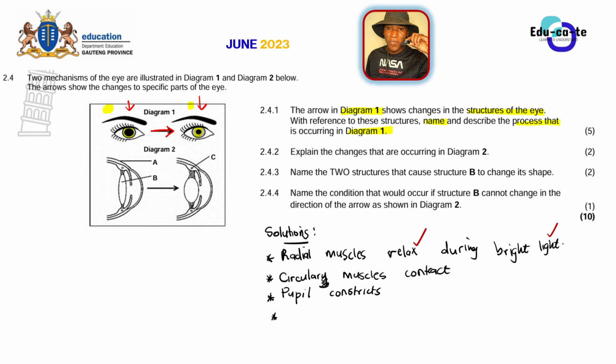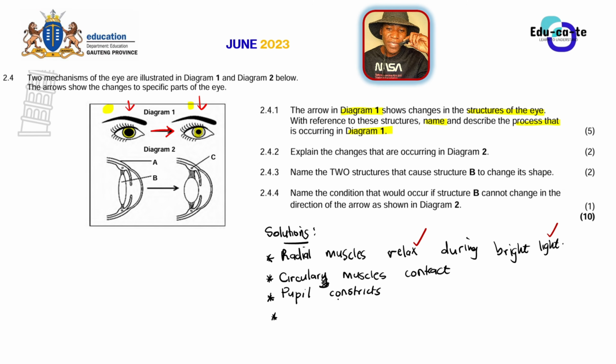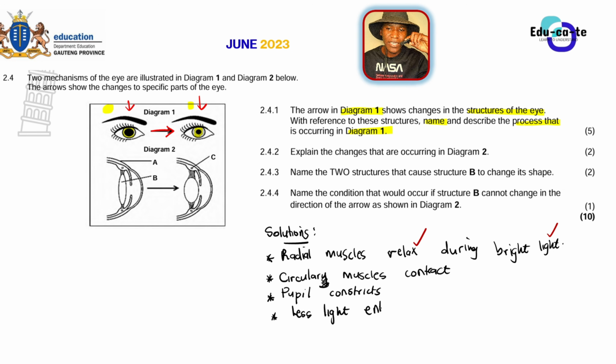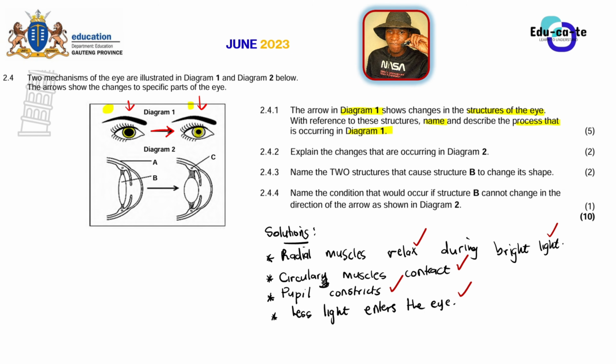So basically, the pupillary mechanism is taking place here in bright light conditions. Considering that our pupil is becoming smaller, it is constricting. Get the sense? So now the pupil constricts, and when the pupil constricts, we know that there will be less light that enters the eye. So less light enters the eye. So you have explained that this is the pupillary mechanism that occurs in bright light, and you get your full 5 marks. Clean.